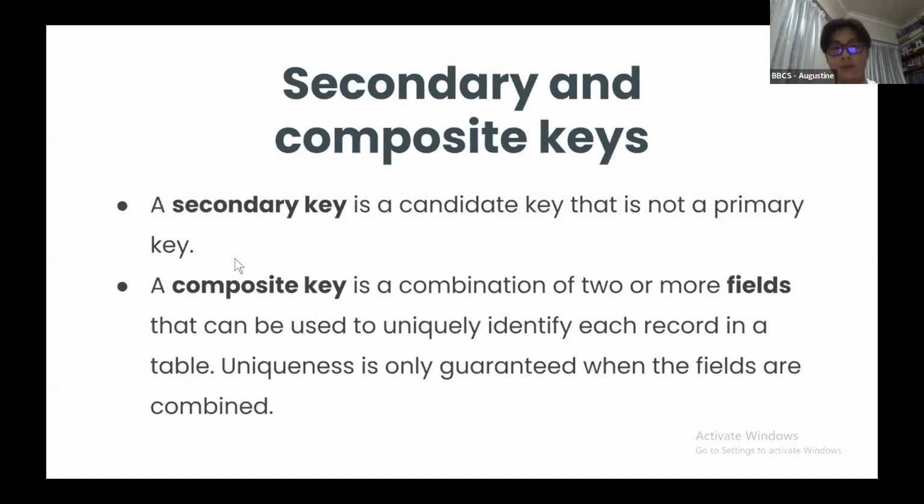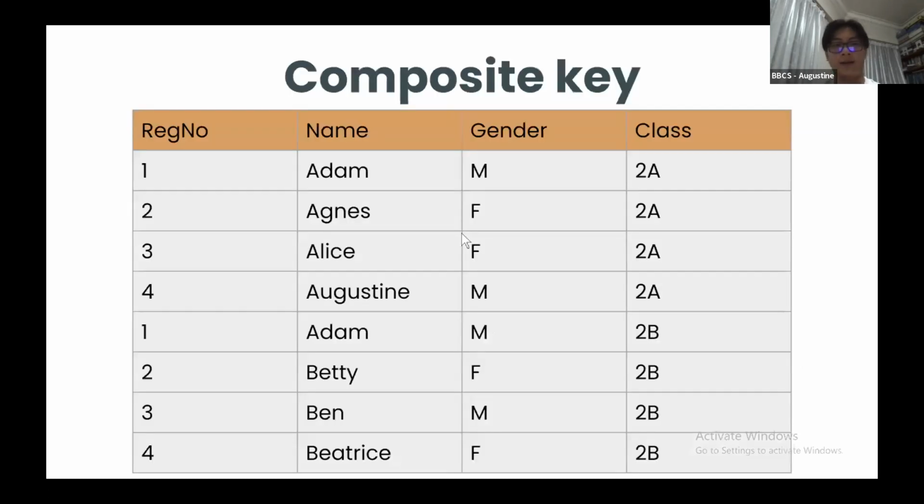Now, if you understand that, let's move on to secondary and composite keys. A secondary key is, quite simply put, a key that is not a primary key and not a composite key, basically. A composite key, on the other hand, is a combination of 2 or more fields that can be used to uniquely identify each record in a table. And of course, we have another example for you.